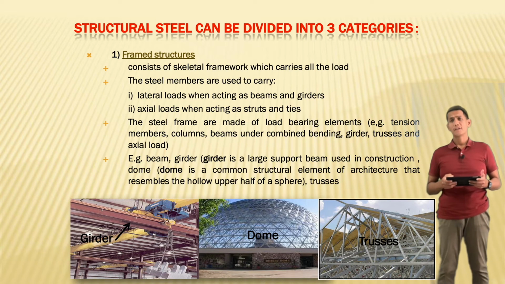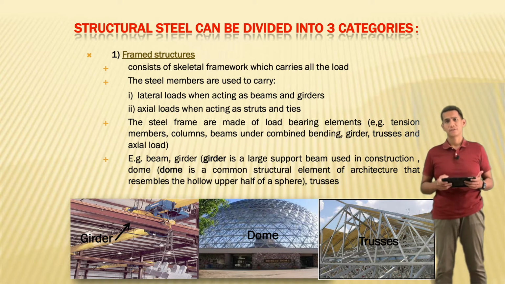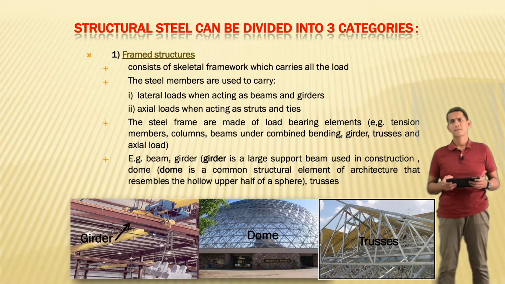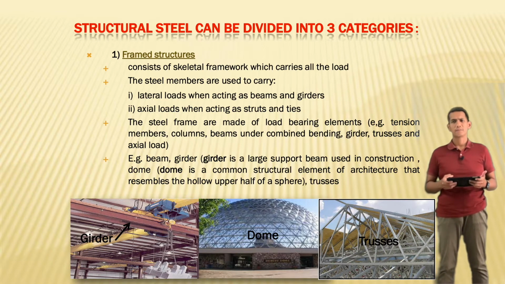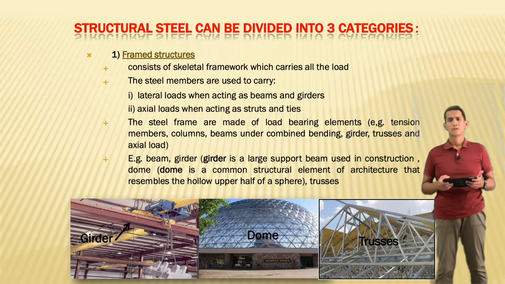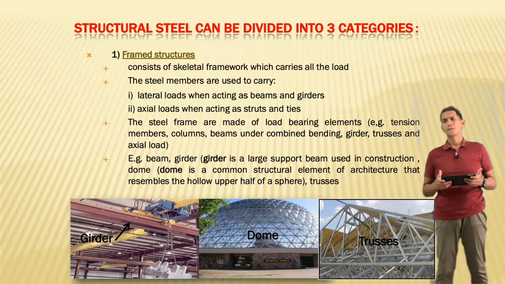Structural steel can be divided into 3 main categories. Number 1, frame structures. It consists of a skeletal framework which carries all the load. The steel members are used to carry lateral loads when acting as beams and girders, and axial loads when acting as struts and ties. So the steel frame is made of load-bearing elements, for example, tension members, columns, beams under combined bending, girders, trusses and axial load. For example, beam, girder. A girder is a large support beam used in construction.